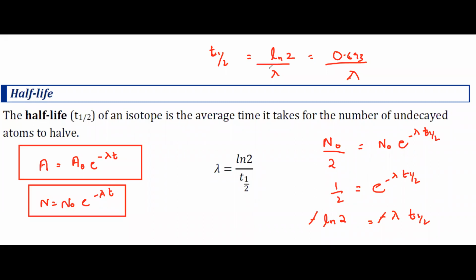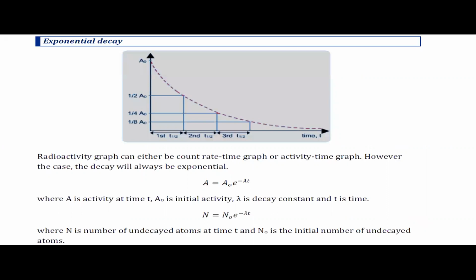So using this equation, we can work out the decay constant as well as the half-life. For example, a radioactive sample decays along an exponential graph. The maximum original activity is A naught. After one half-life, the time taken for half of the radioactive sample to decay, its activity will change to half of its original value, so it will become A by 2.